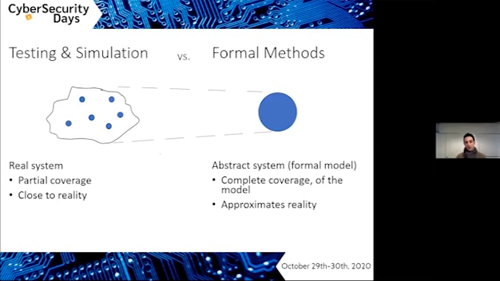On the other side, what we have is something that is really close to reality, and is something that can be continuously integrated and refined. On the other side, formal methods work on an abstract system, a formal model, an abstraction of the real system. On this abstract model, we can have complete coverage of the model, which means that there is still some discrepancy compared to the real system, in the sense that it approximates reality.